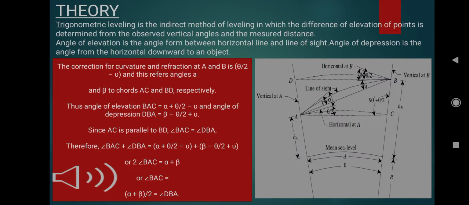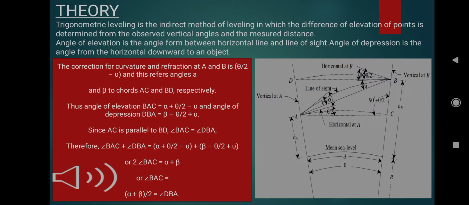Let's come to the fundamentals associated with the problem. Here is trigonometric leveling. It is the indirect method of leveling in which the difference of elevation of points is determined from the observed vertical angle and the measured distance. The angle of elevation is the angle between the horizontal line and the line of sight, and the angle of depression is the angle from the horizontal downward to an object. We have to know the diagram clearly in order to understand trigonometric leveling. Here the diagram is given.